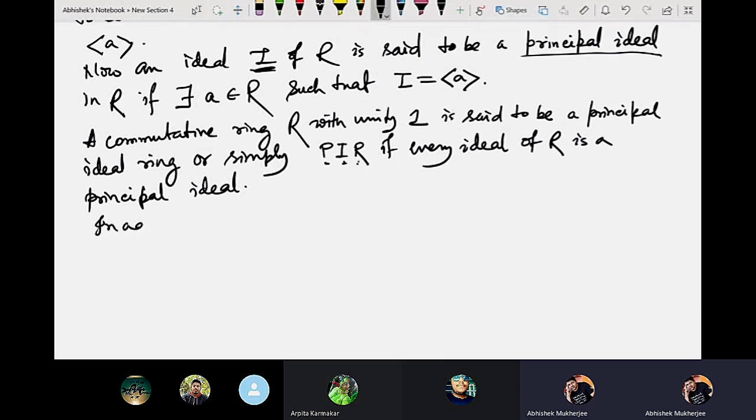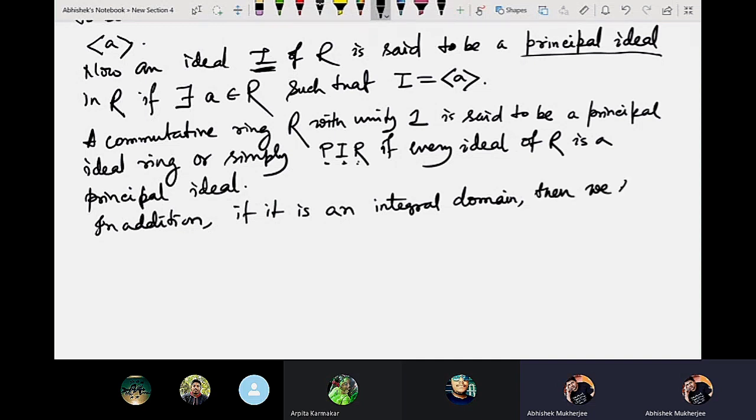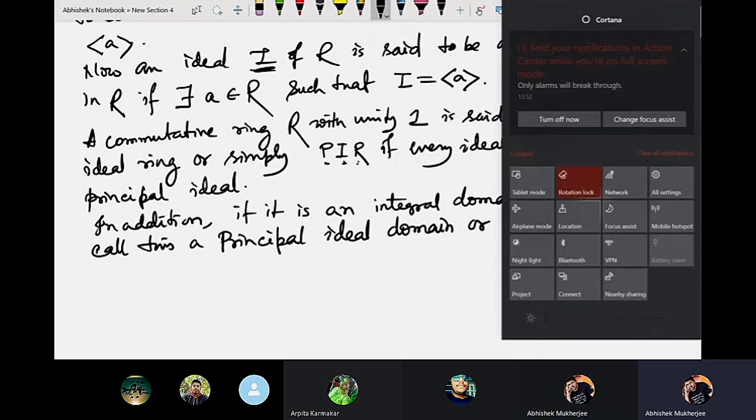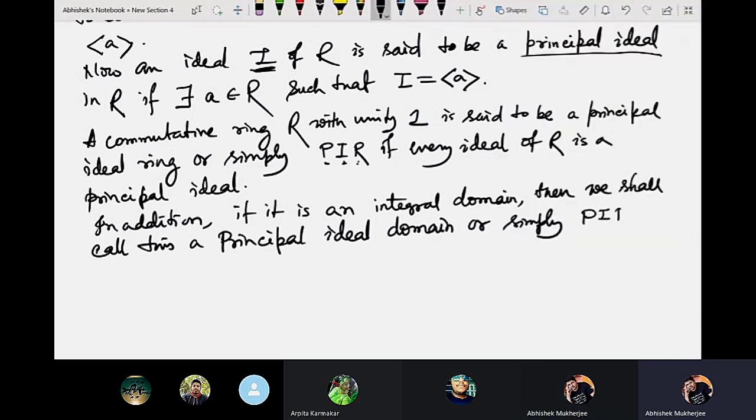Okay. In addition, if it is an integral domain, then we shall call this a principal ideal domain, or simply in abbreviated form, PID.